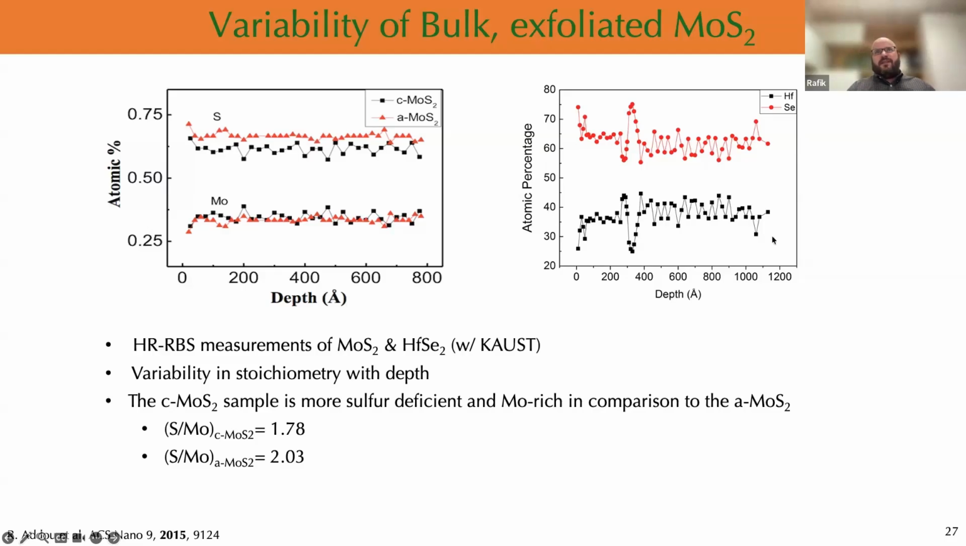This hafnium selenide is not a mineral, but it was grown by chemical vapor transport, and we did the same technique to see the variation. As you can see, the ratio is close to 2, but in a region around 300 angstrom below the surface, there is a huge defect. It's very hafnium deficient, and there is a lot of selenium. The variation here is much stronger than the variation around 100 to 200 angstrom below the surface.